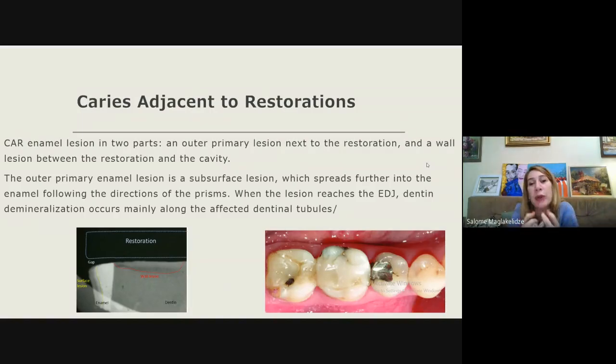This is the situation when we have decay near the restoration or under the restoration. And we can distinguish two parts here: an outer primary lesion, which is next to the restoration, and a wall lesion between the restoration and the cavity underneath. You can see the picture like here.